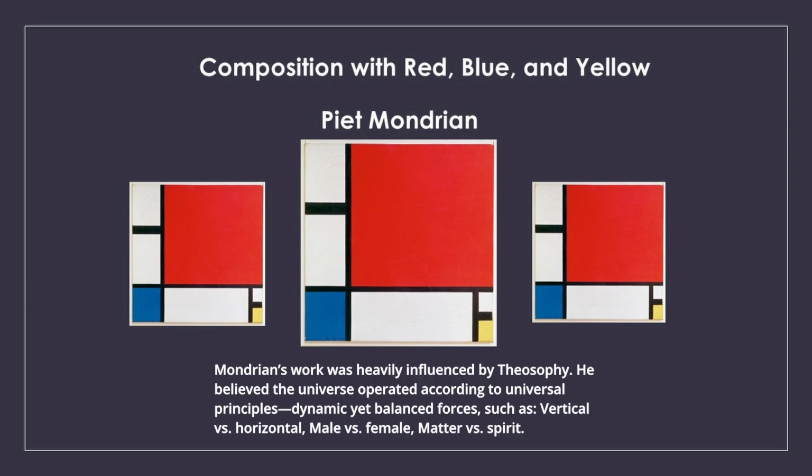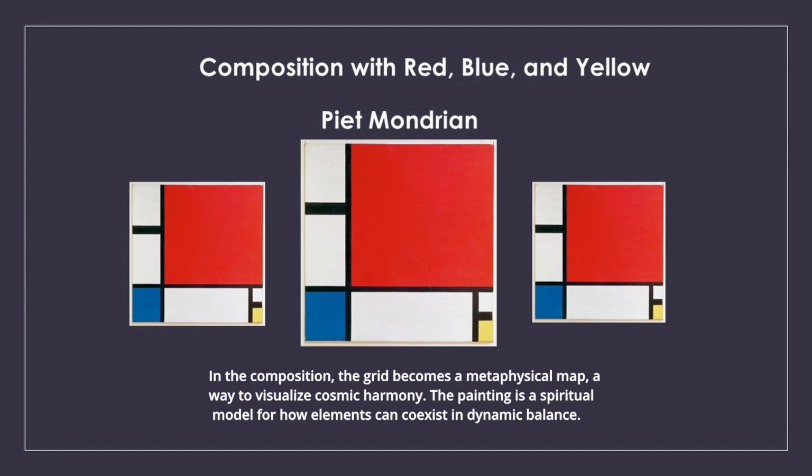Mondrian's work was heavily influenced by theosophy. He believed the universe operated according to universal principles, dynamic yet balanced forces, such as vertical versus horizontal, male versus female, matter versus spirit. In the composition, the grid becomes a metaphysical map, a way to visualize cosmic harmony. The painting is a spiritual model for how elements can coexist in dynamic balance.